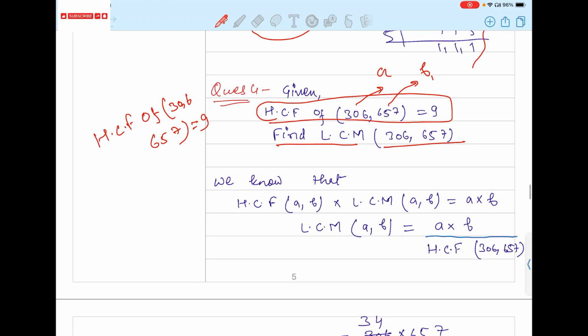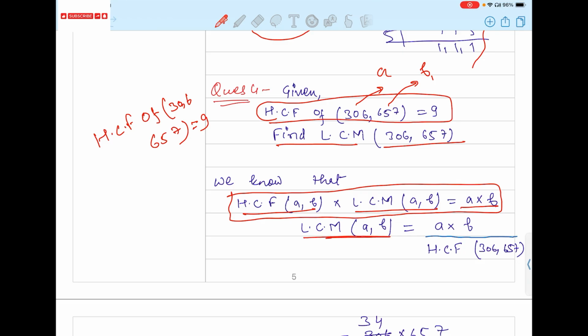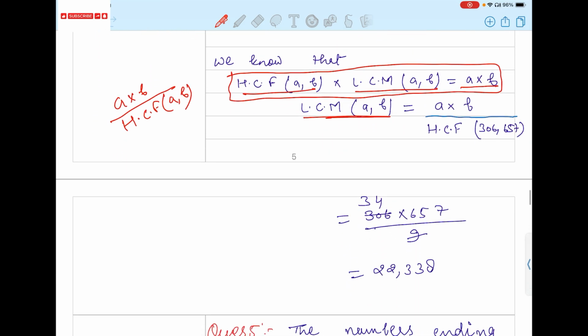तो we have the formula, we know that HCF of the numbers times LCM of the numbers is equal to the product of the numbers. So क्या करना है आप LCM निकालने के लिए? Product of the numbers divided by the HCF of the numbers. Okay, मतलब जो HCF है उससे डिवाइड कर दो उनके प्रोडक्ट ऑफ नंबर्स को.